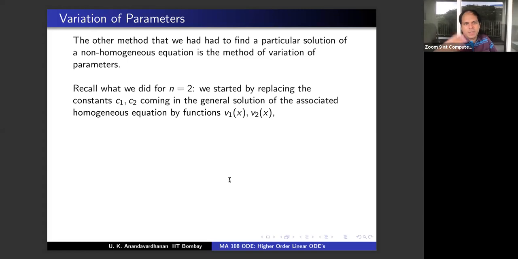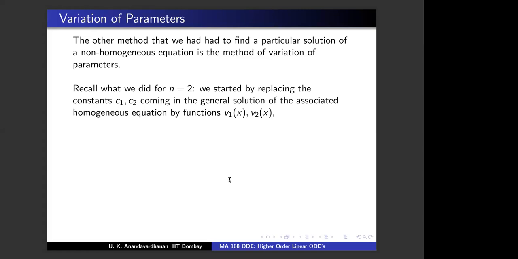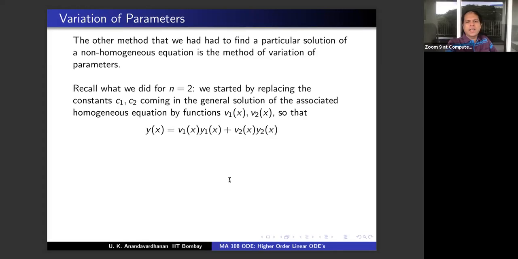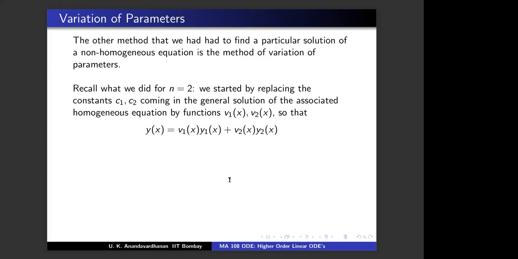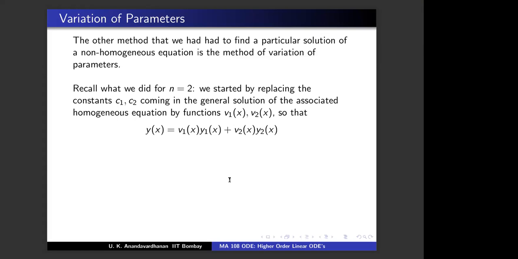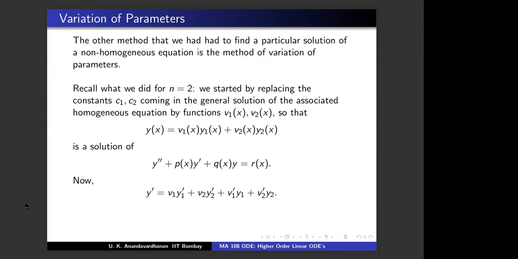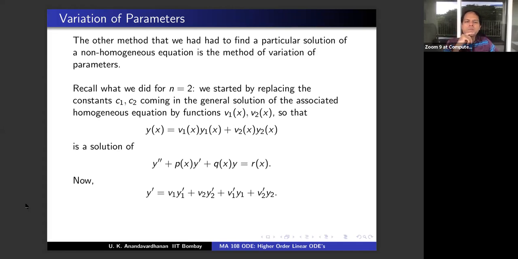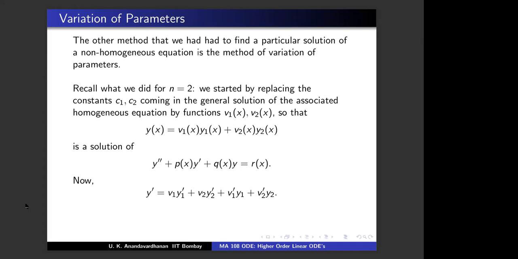C1 and C2 are also variables, what I mean is variable functions, V1(x) and V2(x), so that you get the candidate solution y(x) equal to V1y1 plus V2y2. What is the next step? Differentiate. When you differentiate, you will get V1y1 prime plus V2y2 prime plus V1 prime y1 plus V2 prime y2.